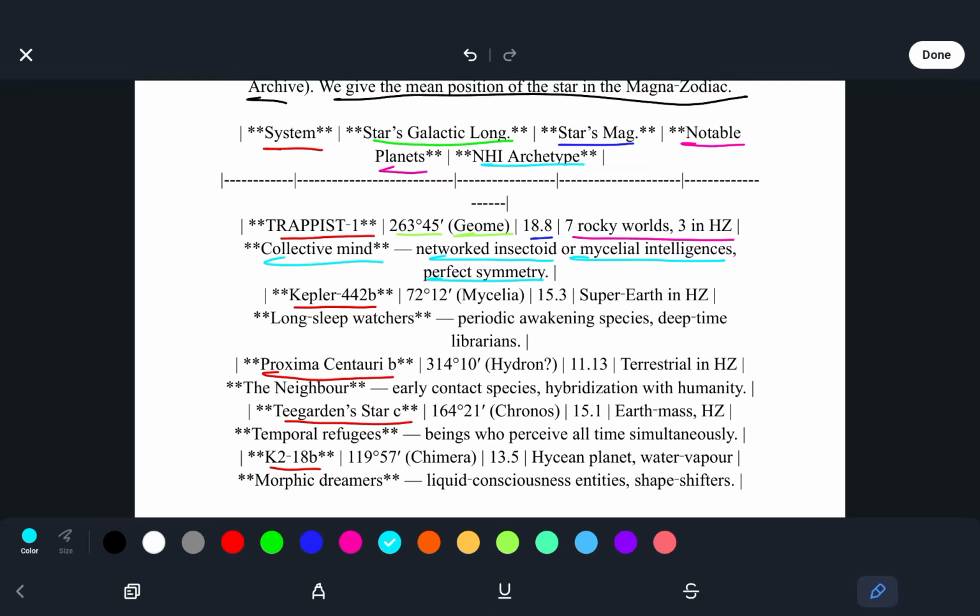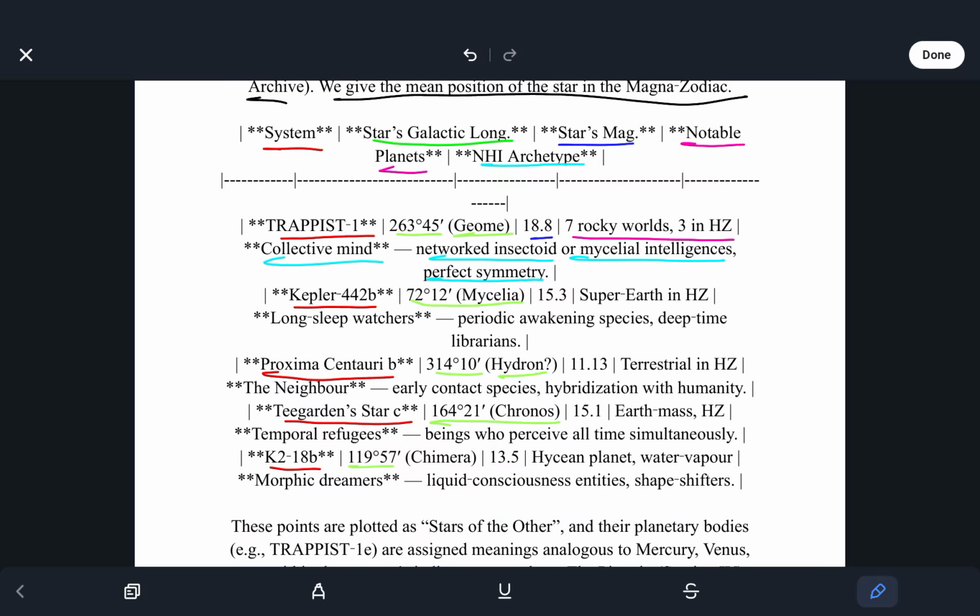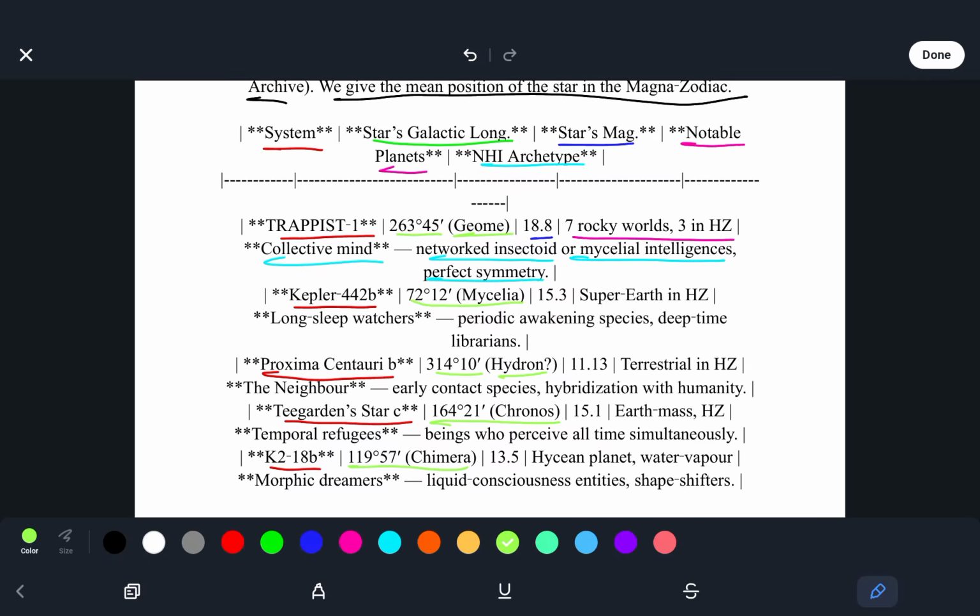All right? For Kepler 442b, we see it is 72 degrees 12 mycelia. For Proxima Centauri b, it is 314 degrees 10 hydron, possibly. Teegarden Star C, 164 degrees 21 Chronos, possibly. And K2 18b, holy shit, 119 degrees 57, and that's Chimera.